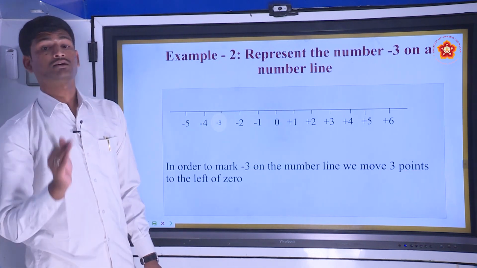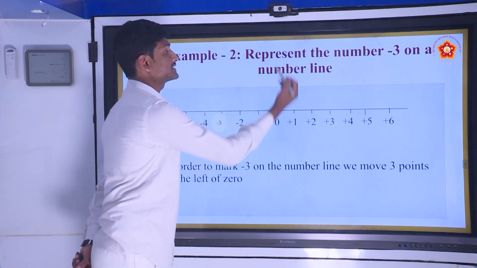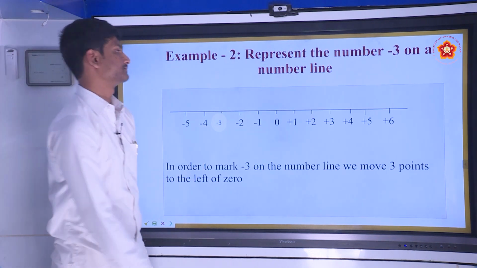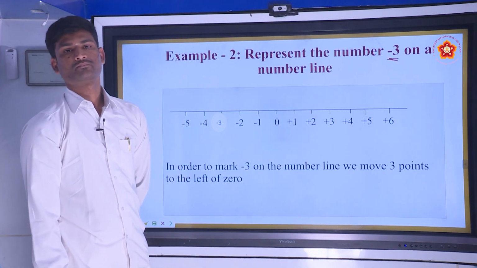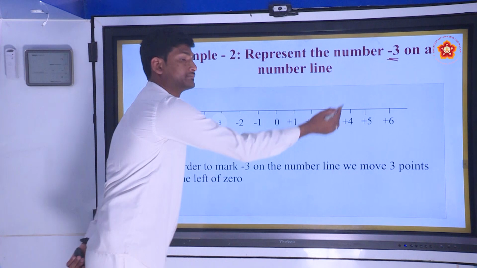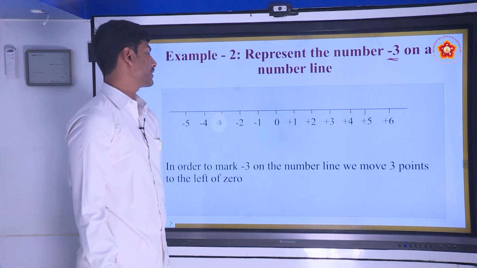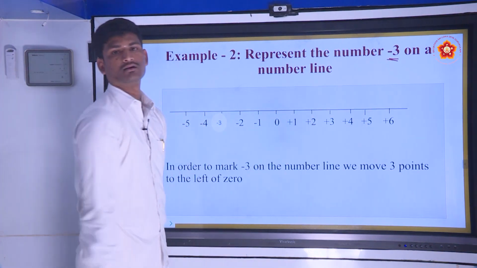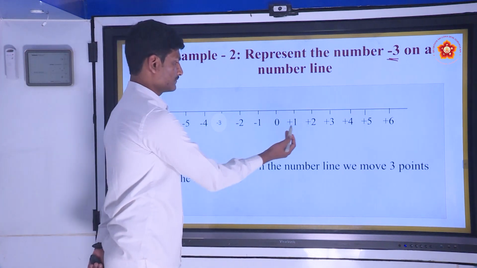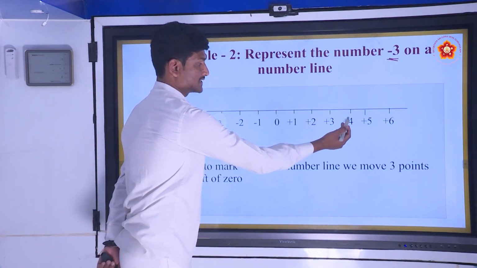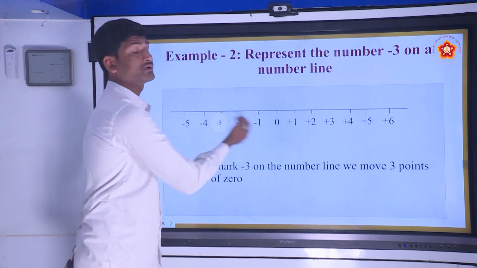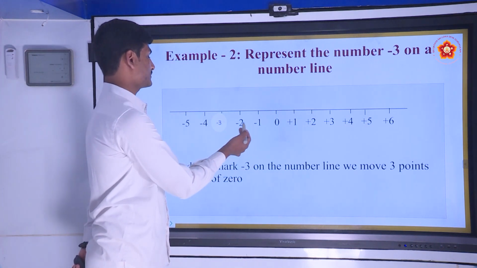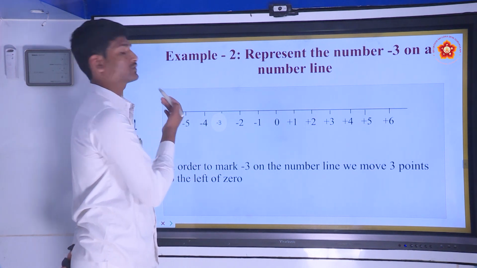Then I take another example. Represent the number minus 3 on a number line. First, we draw a line. Mark integers on a number line. 0, plus 1, plus 2, plus 3, plus 4, plus 5, plus 6. And also negative integers. Minus 1, minus 2, minus 3, minus 4, minus 5.